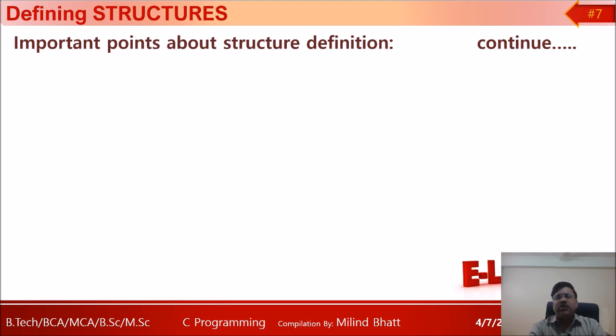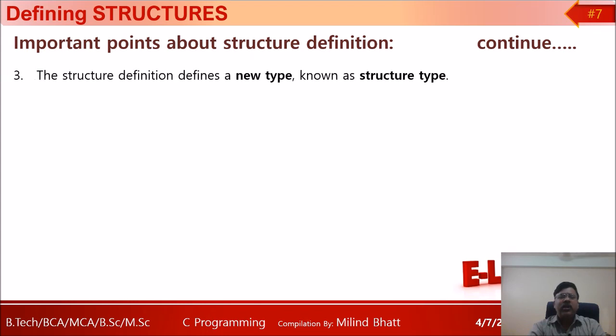Important points about structure definition continue over here. A few more are there. The structure definition defines a new type known as structure type. The tag name of a structure is an identifier. We call it a variable also, or object.